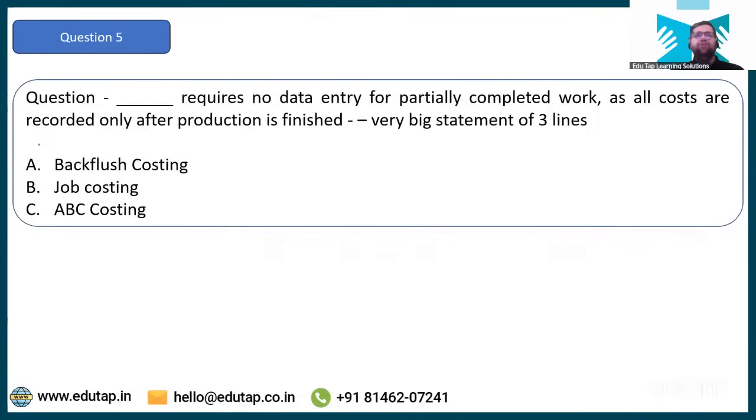Next question is related to dash requires no data entry for partially completed work as all the costs are recorded only after the production is finished. And then you have a big statement of 3 lines. Right, moving forward to question number 5. Over here, I think the correct answer will be backflush costing. Because in backflush, you complete the overall costing only after the complete work is done, not in between. So the correct answer over here looks like option number A, backflush costing.